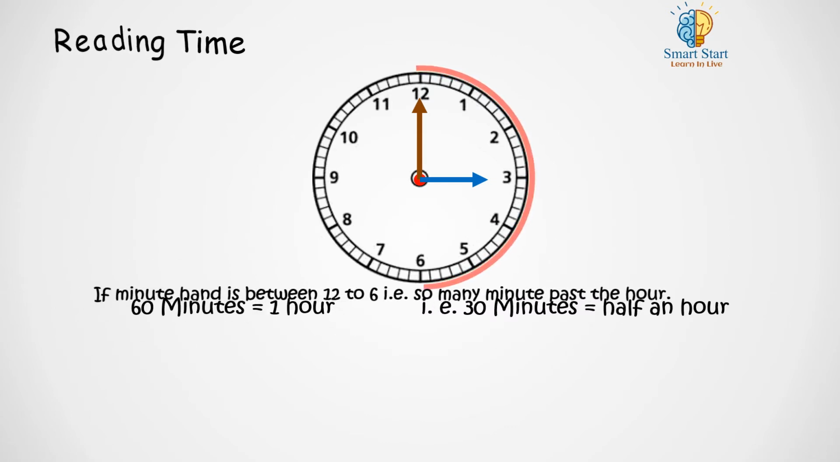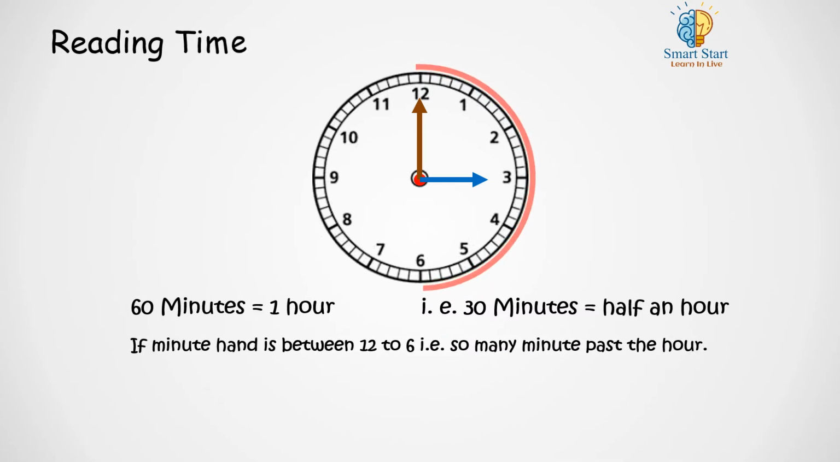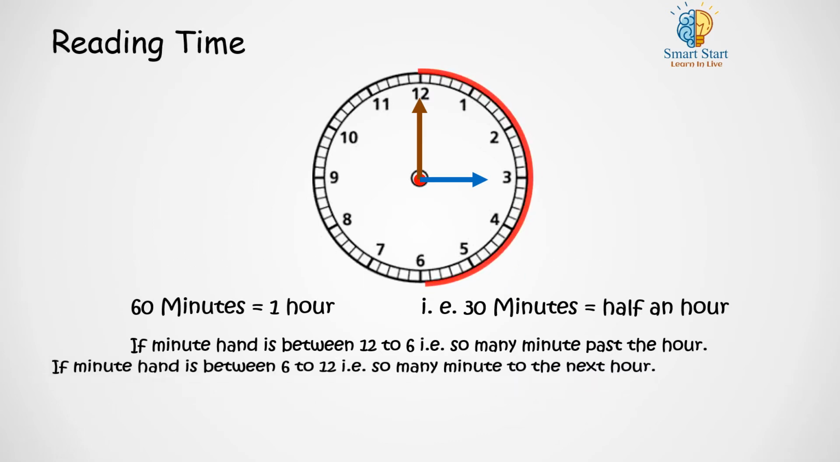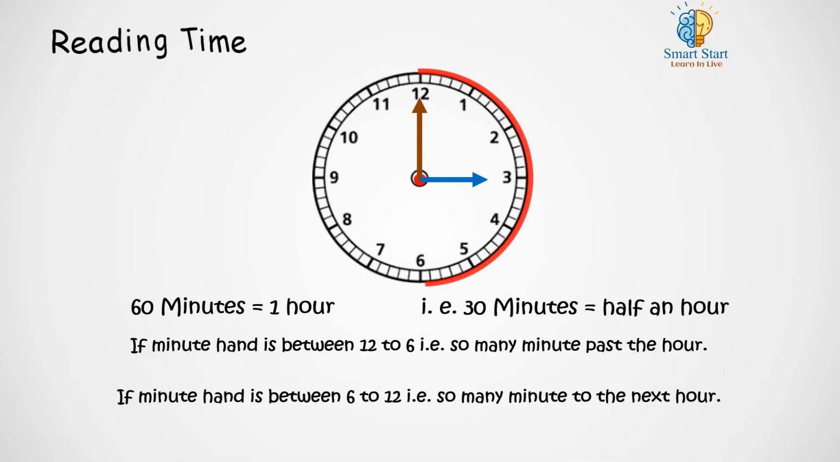When the minute hand is between 12 and 6, the time is read as so many minutes past the hour. When the minute hand is between 6 and 12, the time is read as so many minutes to the next hour.